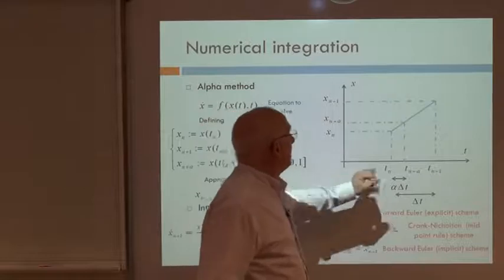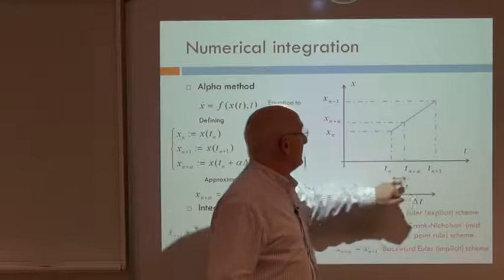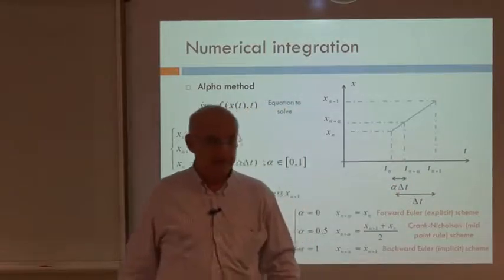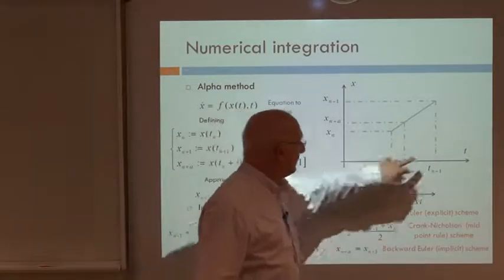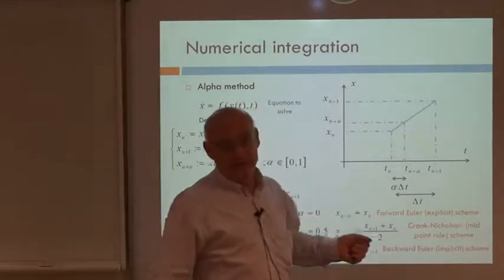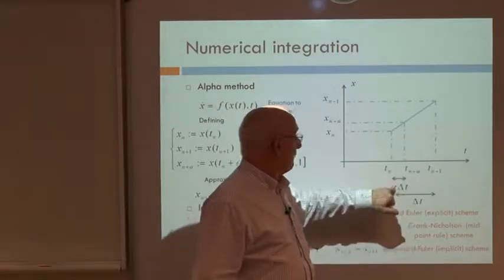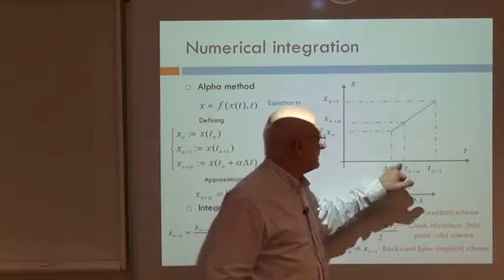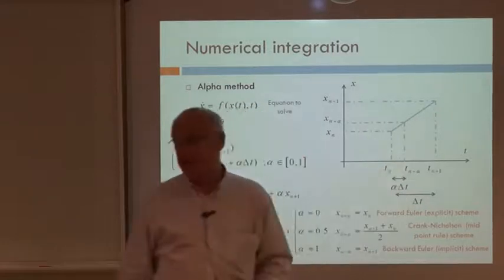Why alpha? Well, if this length of time is delta t, this time is alpha delta t, a fraction of the total length of the time step. So alpha, logically, goes from 0 to 1. For alpha equals 0, I will be here. For alpha equal 1, I will be here. So I'm parametrizing the axis t in terms of alpha.